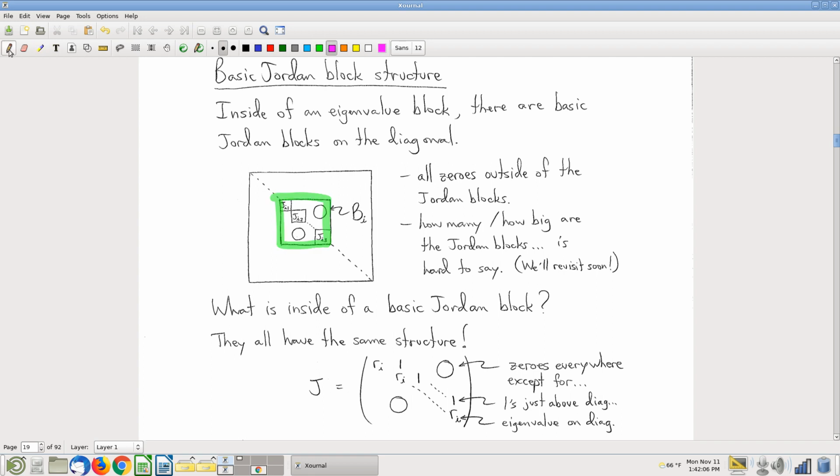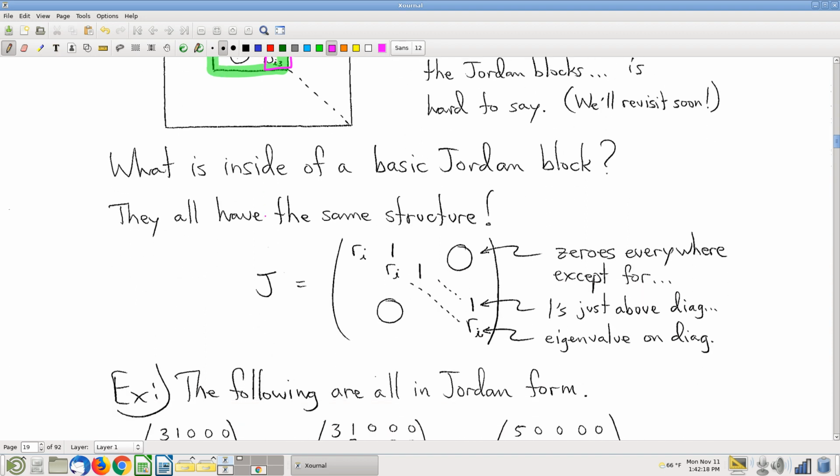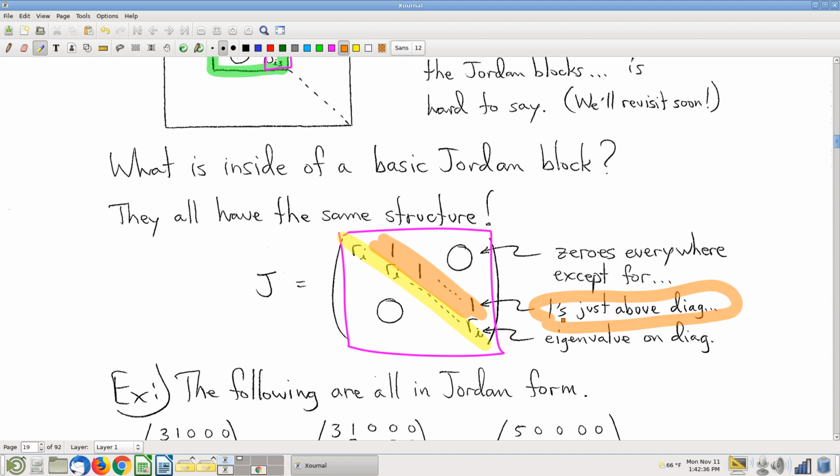Inside of the eigenvalue blocks, there are more blocks. We have little smaller blocks also on the diagonal, called basic Jordan blocks. Inside of those basic Jordan blocks, it's always the same thing: you always have the corresponding eigenvalue on the diagonal, and then just one just above the diagonal. Okay, so those are the rules.